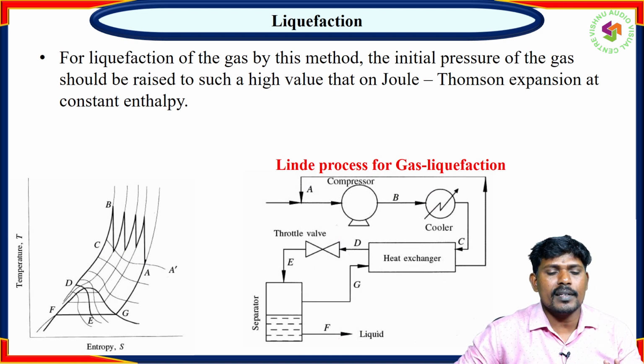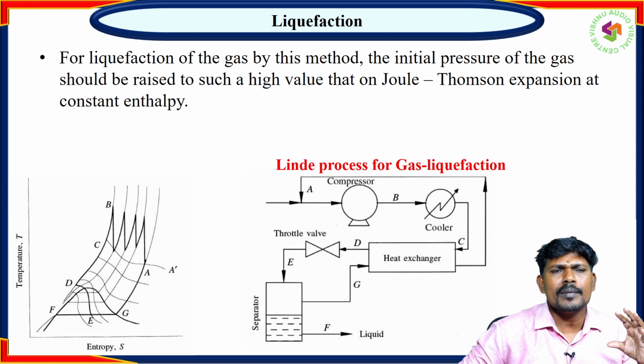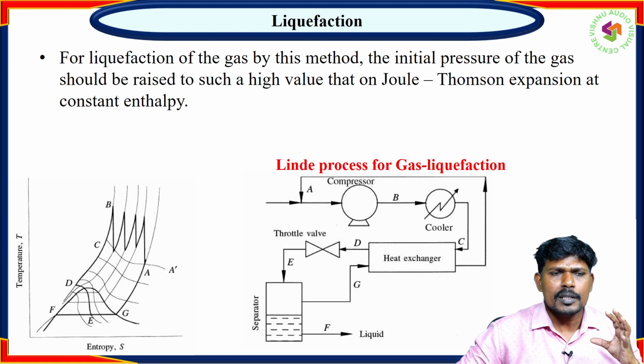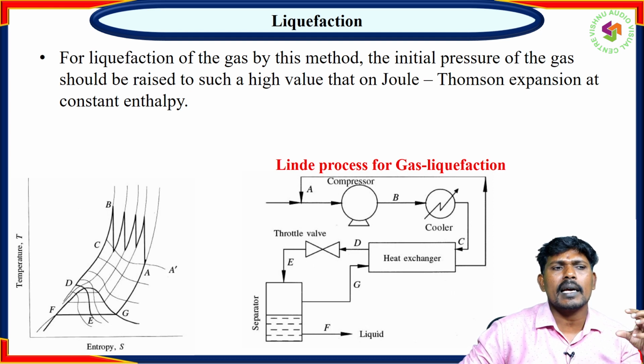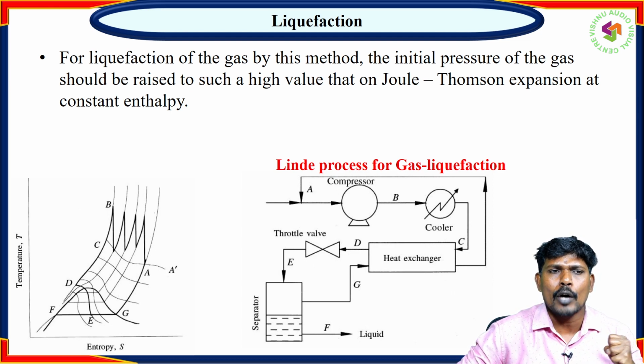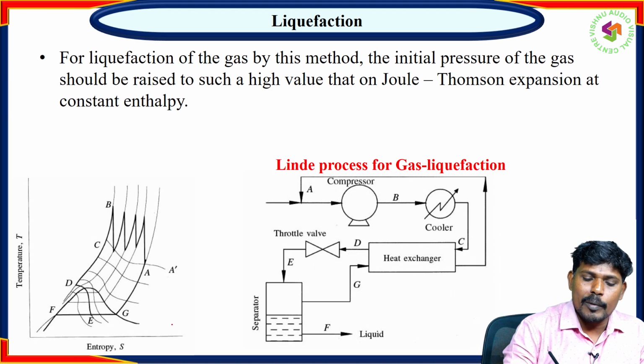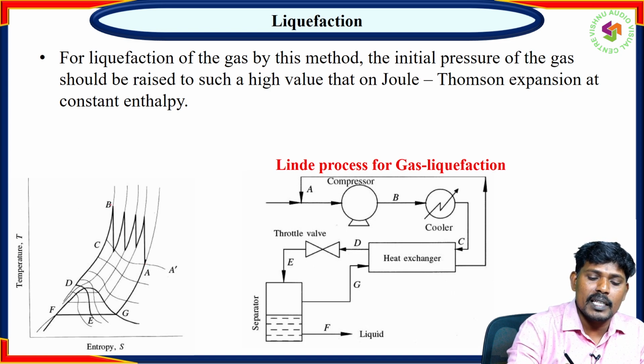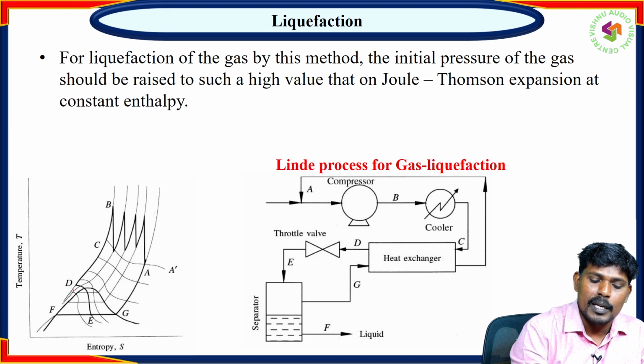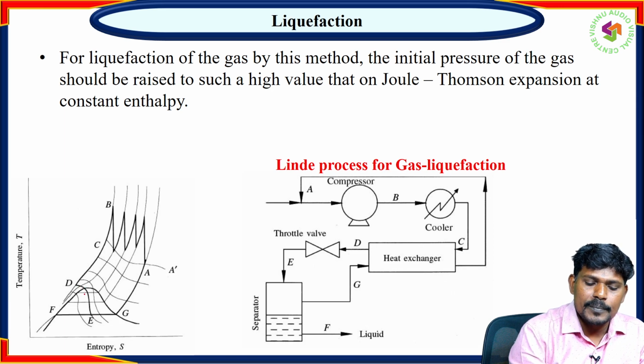Next one is the Joule-Thomson expansion. Joule-Thomson expansion is one principle. That principle says if you want to convert the gas into liquid state, initially you need to abruptly increase the pressure. The graph shows that. The pressure has to be increased abruptly, that is A to B, so the temperature is raised. After that, B to C, you need to decrease the temperature. C to D, again further decrease the temperature, and D to E, the gas is converted into the saturated phase. From there, we can separate E to F and E to G.